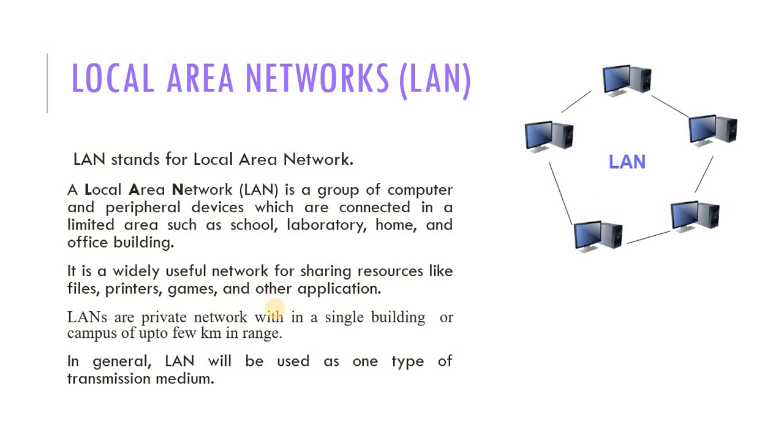The first is the local area network, which means LAN. A local area network is a group of computers and peripheral devices which are connected in a limited area, such as a school, laboratory, home, or office building. So what does it mean? You all use computers in our computer lab. Yes, there are many computers in our lab. So this lab becomes a computer network because multiple computers are connected through the LAN. Yes, so this is one example of a local area network.